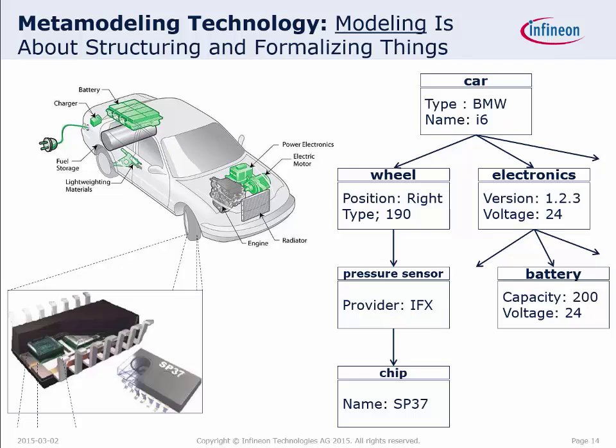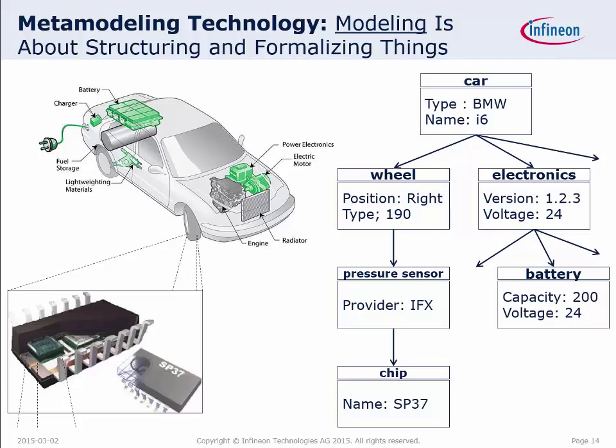The car has some attributes, some properties, like the type and the name. Then the car has wheels. A wheel has a position and a type. How big is the wheel? Then what are the pressure sensors? Who is the provider of the pressure sensors? And what is the chip which is provided for this pressure sensor? Or you have electronics with the version, voltage, whatever specification data you can imagine.